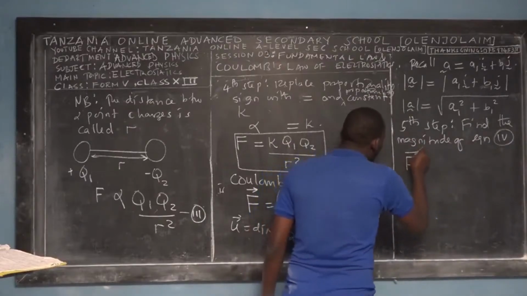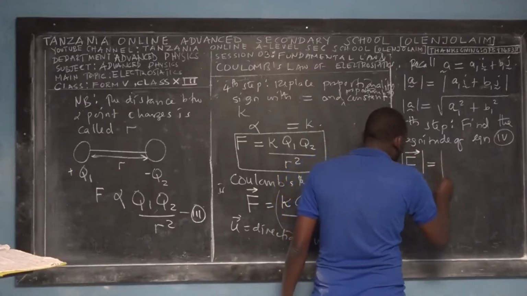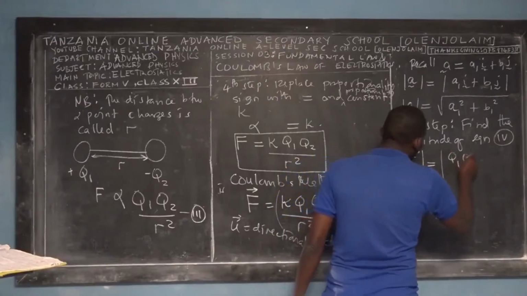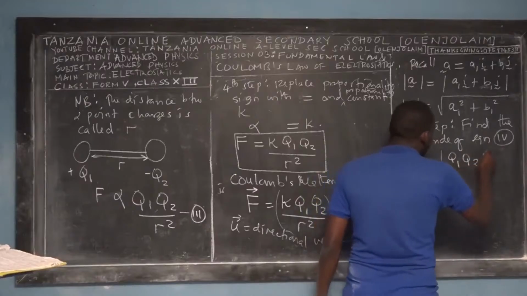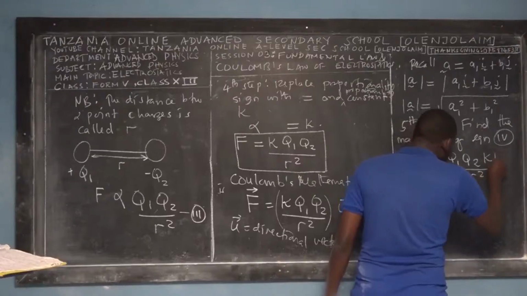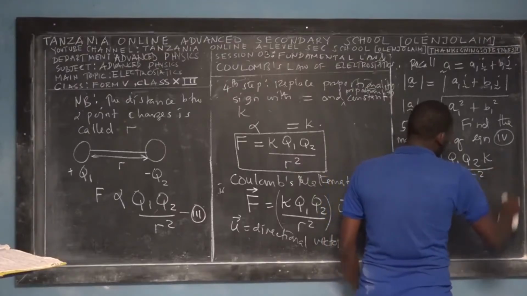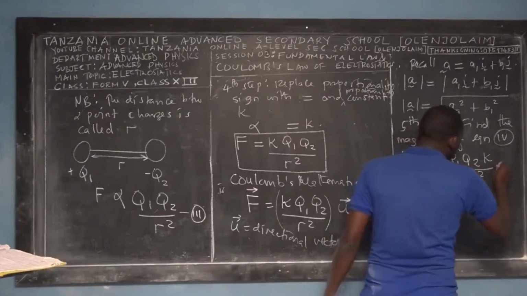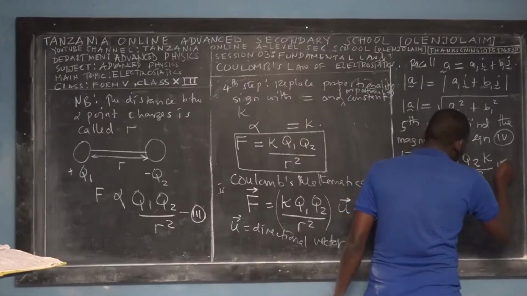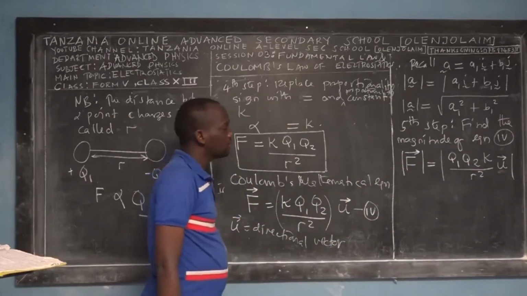So the magnitude of this force is equal to what? The magnitude of the quantity of charge 1 times charge 2 times the proportionality constant divided by the square of the distance. But again, you are finding the magnitude of this distance, then we multiply by the directional vector. Okay, directional vector like this one. So now you have the magnitude of the force, right?